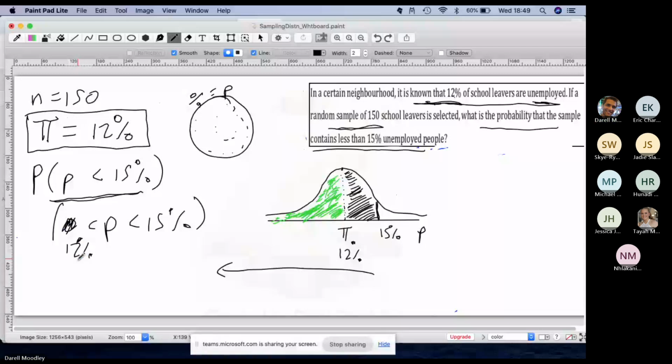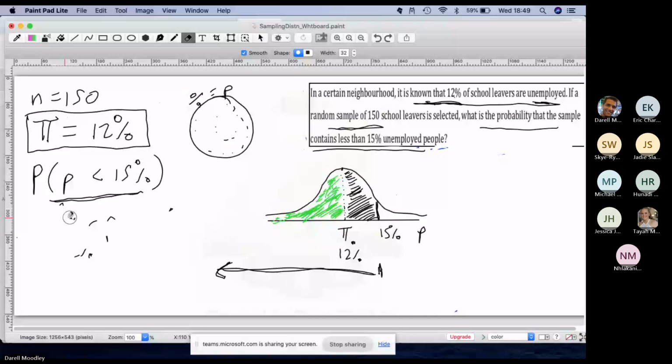So that means 15 here and everything below it. So you need to find the area for the entire graph when it's below 15%. That means the black area and the green area. And if you know those values, then you've answered the question, because if you find that area, that is the probability. So they're not asking us this, they are asking us this here.